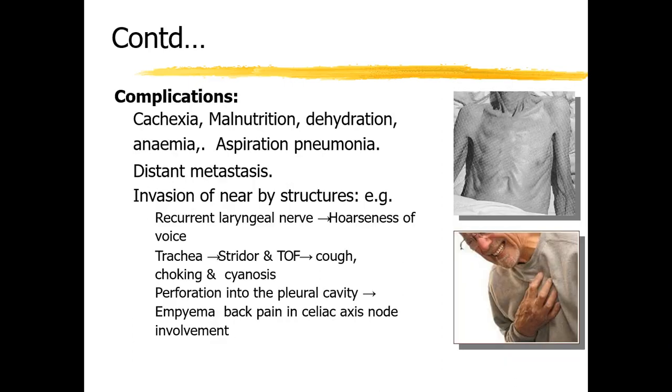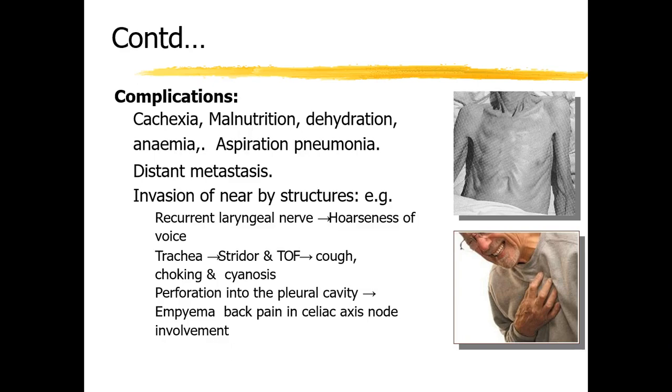Patient may have cachexia, malnutrition, dehydration, anemia and aspiration pneumonia. Why aspiration pneumonia? Because of the esophageal issues, patient may develop fistulous formation with the trachea or bronchus, or because of the stasis of the food in the esophagus proximal to the stricture. When patient coughs, patient may aspirate that material into the lung, and patient may develop distant metastasis.